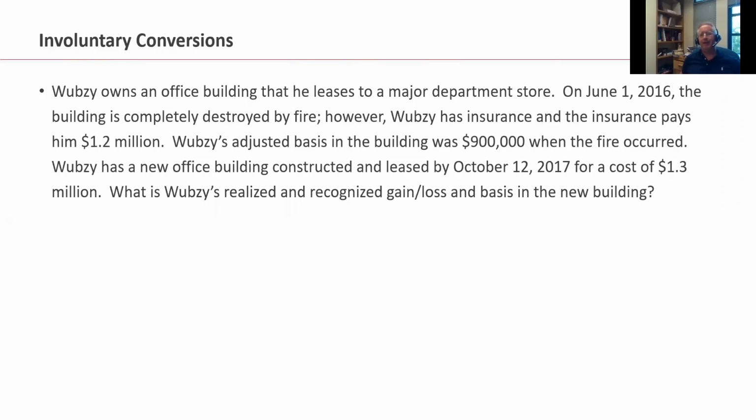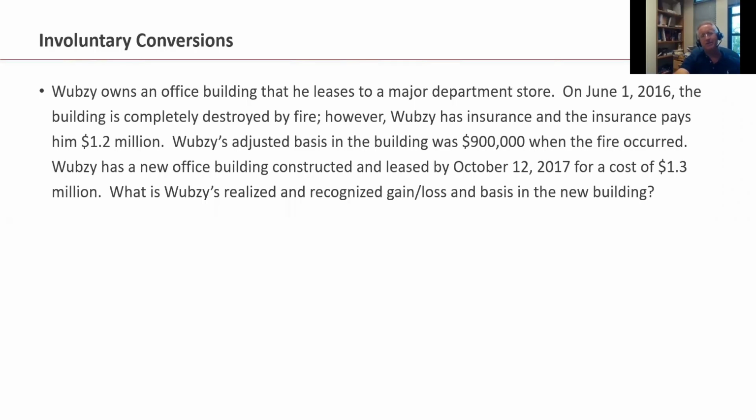So this all depends on whether or not he takes the proceeds from that insurance and reinvests them in replacement property. So what did he do? He took the proceeds and reinvested them in a new building at a cost of $1.3 million. That means not only did he spend all the insurance proceeds, he spent $100,000 of his own money as well. Should he have to recognize any gain on that and pay tax?